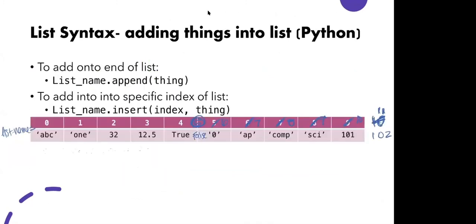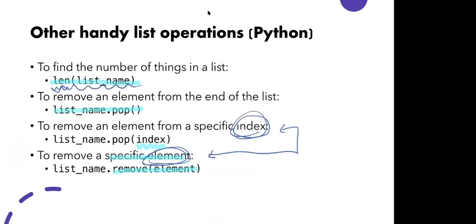I went too far. Okay, when we do .pop, if you don't put anything in here, you will remove from the very end of the list. If you put something inside of the parentheses, then you just remove whatever value is at that index. But if you use .remove, it removes an actual value, like the actual element from the list.